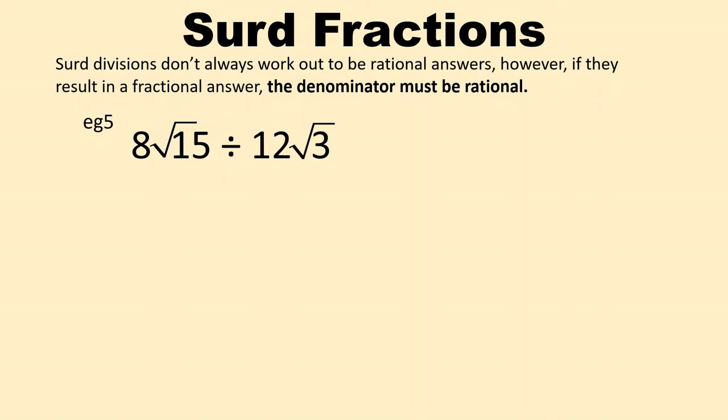Coming back to our surd divisions, or surd fractions here, sometimes the division doesn't work out to be a rational answer. However, if your answer results as a fraction, you must at least make sure that the denominator of the fraction is rational. So let's give this one a go. 8 root 15 divided by 12 root 3. Let's write that as a fraction. That's 8 root 15 over 12 root 3.